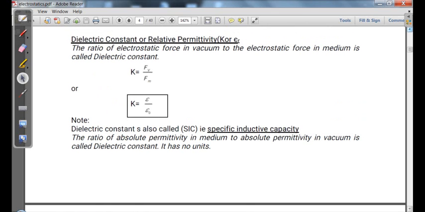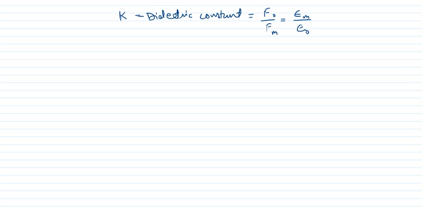Look, found it. Vacuum over medium, epsilon medium over epsilon naught. Therefore you can see that K is equal to epsilon medium upon epsilon naught.